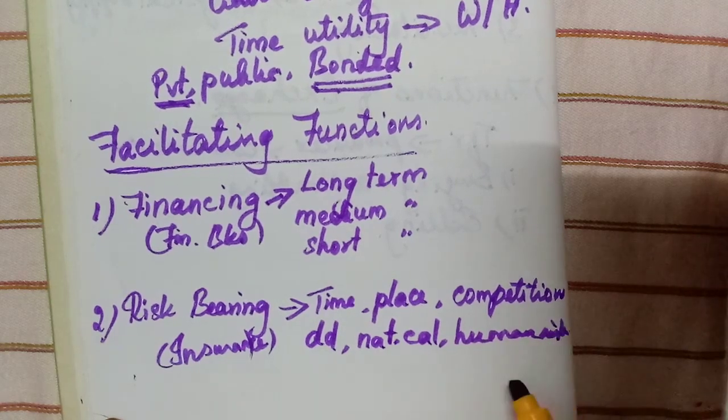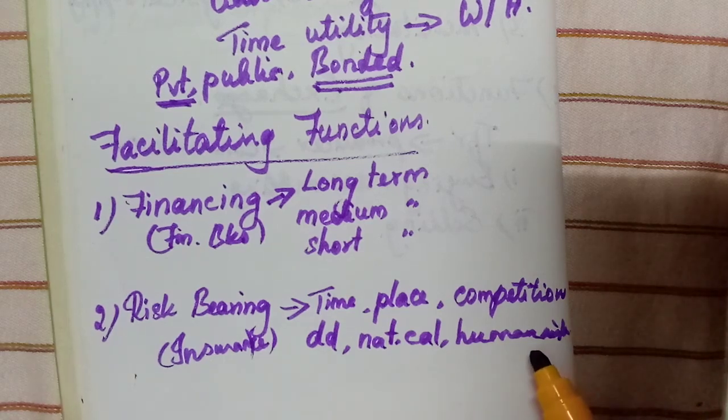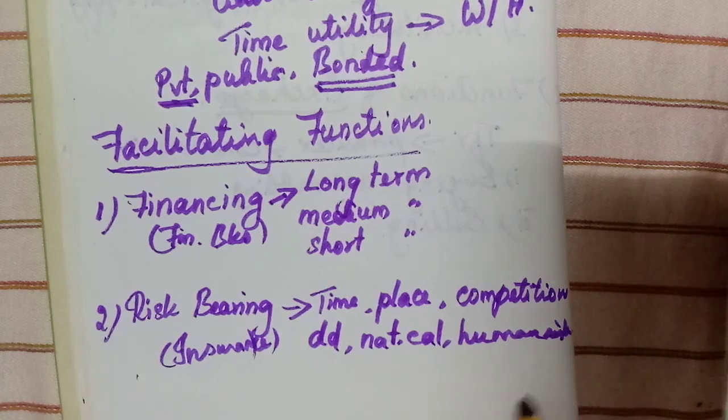Human risk, we can say many risks, isn't it? We may not be available, there may not be people available to work in the company, or even the people who work in the company may spoil things due to their negligence or inefficiency, isn't it? So many risks because of human beings, that is called human risk.